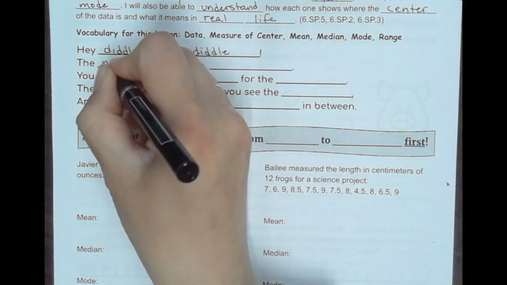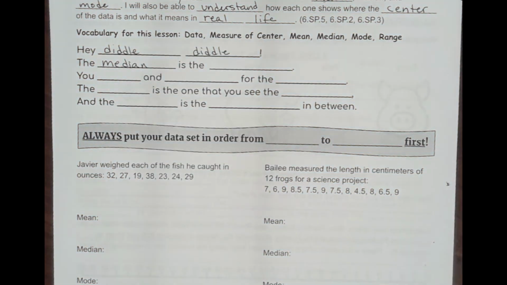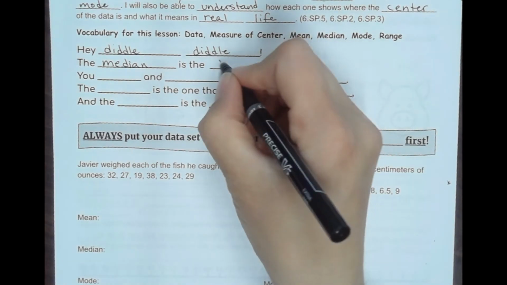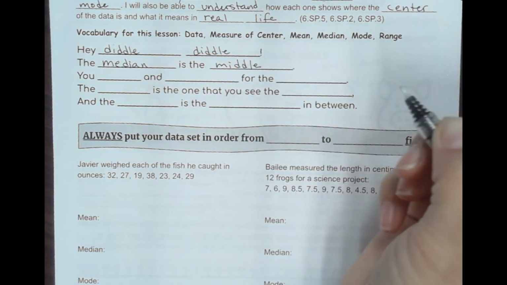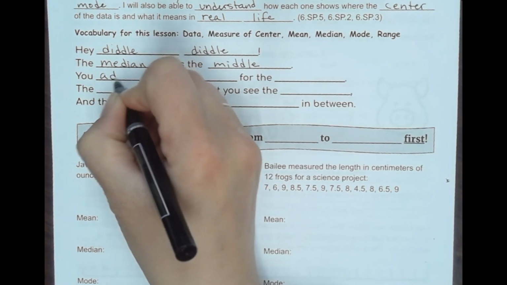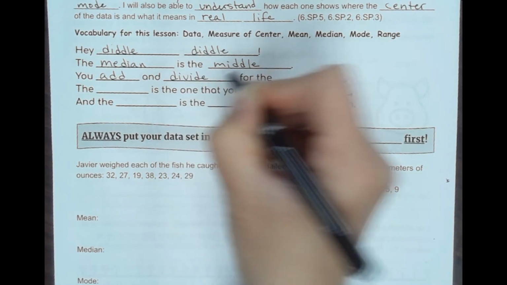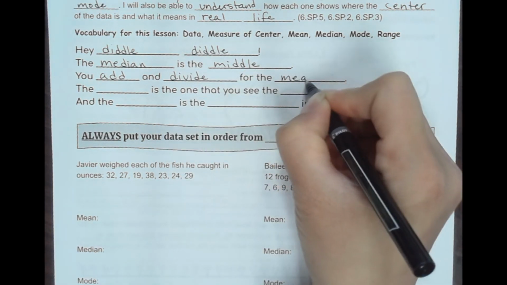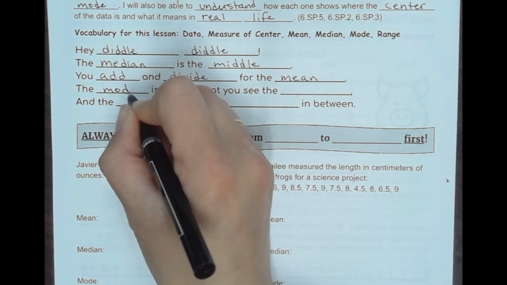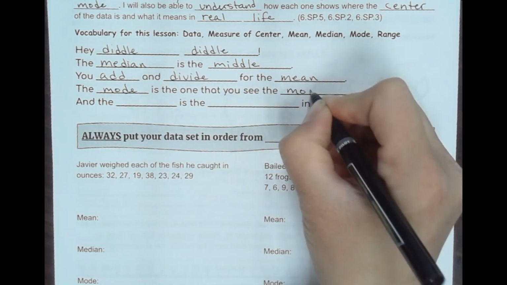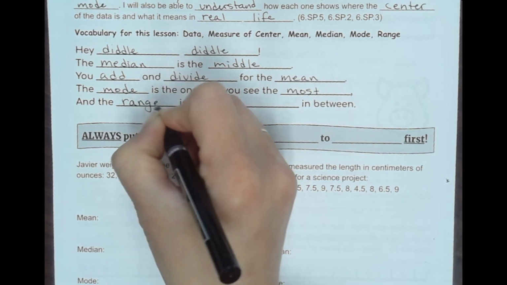The median is the middle. The median is the middle. You add and divide for the mean. The mode is the one that you see the most. And the range is the distance in between.